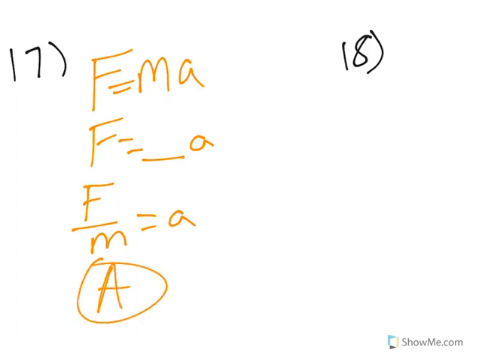Okay, number 18. A test booklet is sitting at rest on a desk. Compared to the force of the booklet on the desk, the force of the desk on the booklet is the same. This is Newton's third law. For every action, there is an equal and opposite reaction. So if you're putting a force on the desk, the desk is putting the same force in the opposite direction onto you.